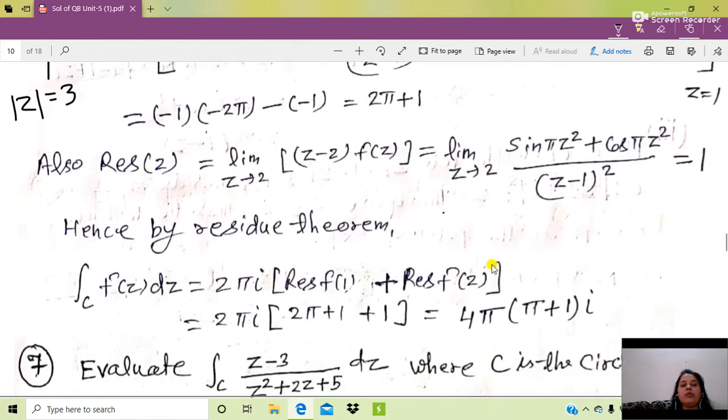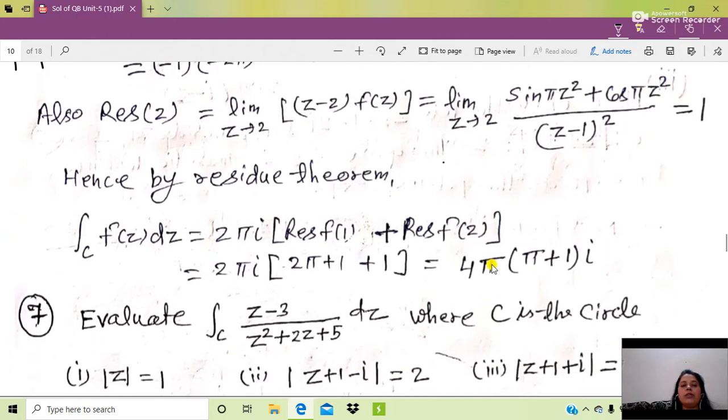Next, we will use the residue theorem to calculate the integration. The integration will be 2 pi i into residue at f of 1 plus residue at f of 2. So it will be 2 pi i into 2 pi plus 1, that is finally 4 pi i into pi plus 1. So this is the integration.